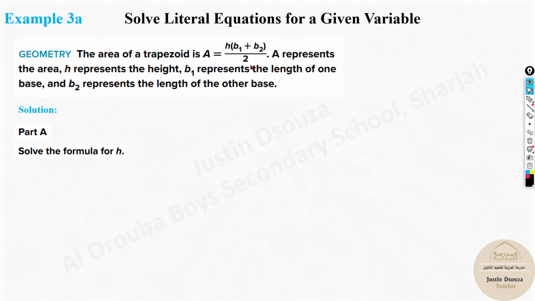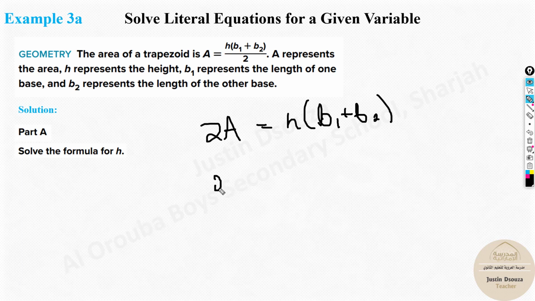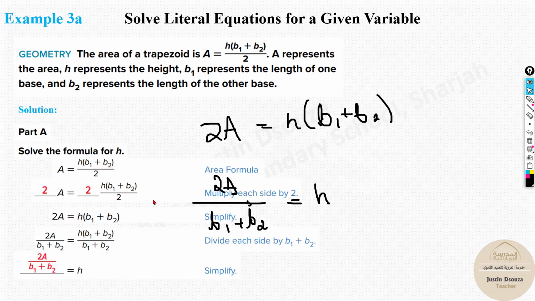You need to solve for h. Take everything to the other side and divide. Keep h at one side. It's very simple. 2 goes to the other side, will be 2A equals h into b1 plus b2. You need only height, so take this to the other side, it will be 2A divided by b1 plus b2. So this would be the value of h. So 2A divided by b1 plus b2. That's part A. Let's see what's part B.